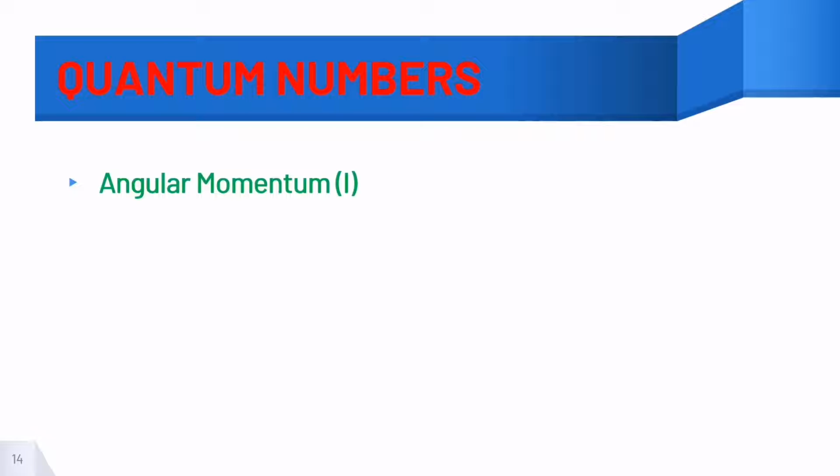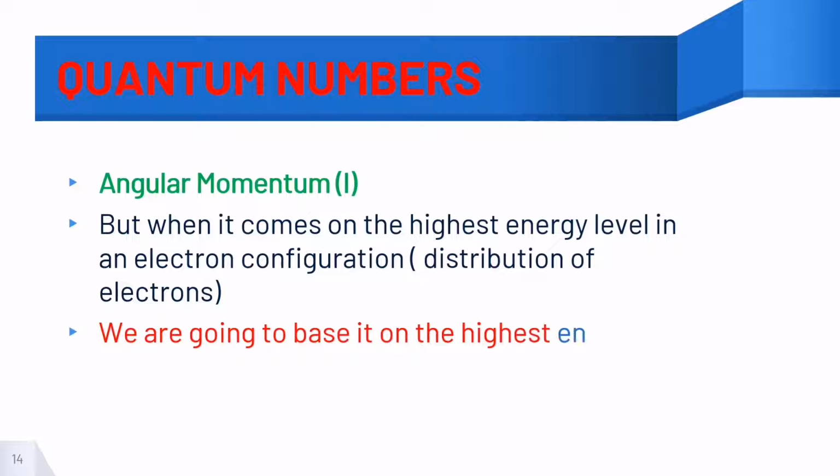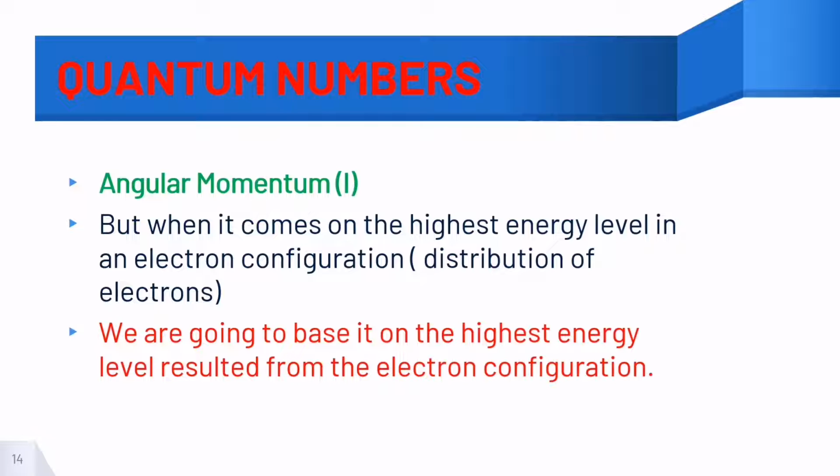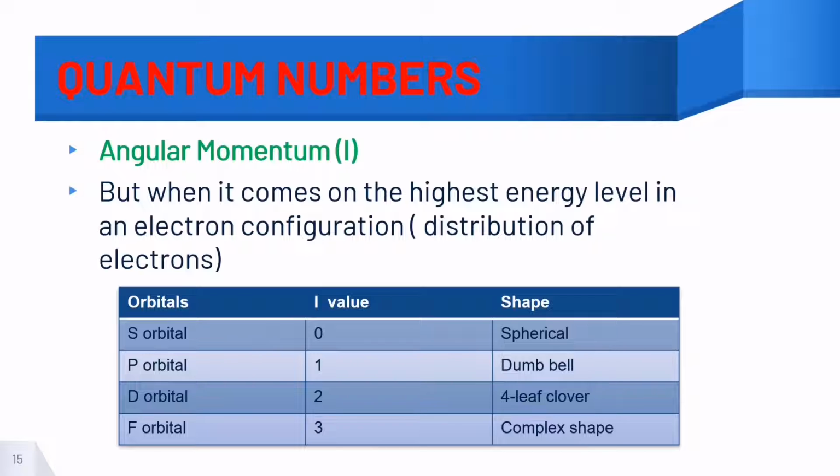Angular momentum, but when it comes to the highest energy level in electron configuration, or what we call the distribution of electrons, if we write the electron configuration of an atom, we are going to base it on the highest energy level resulting from the electron configuration. So how does it happen? Let us base this on the l value of the orbitals.